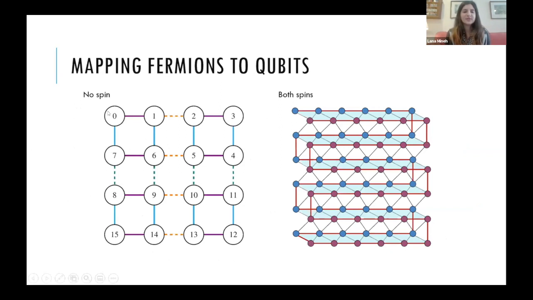So the ordering we choose is this snake ordering, which is fairly common for lattice Hamiltonians. This first diagram just shows what it would look like without any spin. Of course, we have both spins. So we order all the up electrons followed by all the down electrons. And this diagram just shows what it could look like mapped to something like the Google Sycamore hardware architecture.